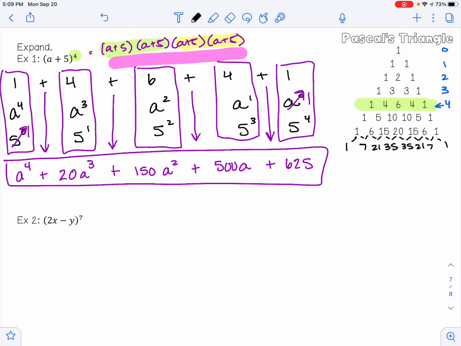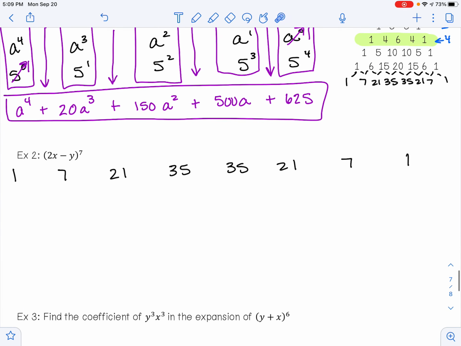So now that I have my 7th row, I can go ahead and expand this using Pascal's triangle. So I'll have 1, 7, 21, 35, 35, 21, 7, and 1. Here I am subtracting. So you always start with positive. So positive, negative, positive, negative, positive, negative, positive, negative.